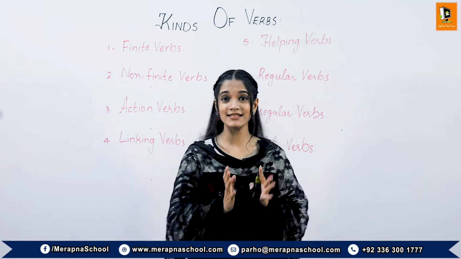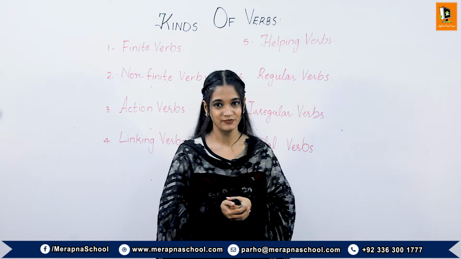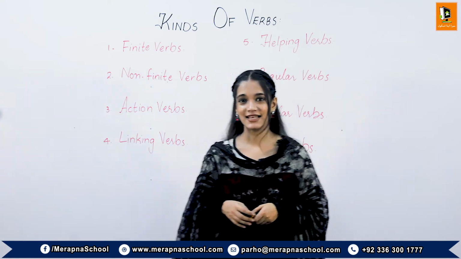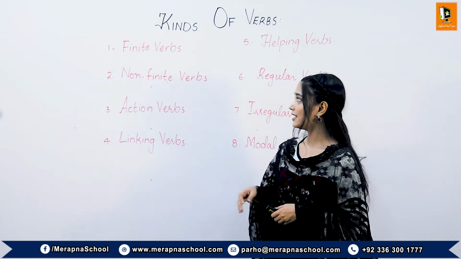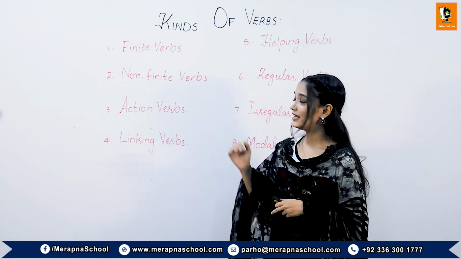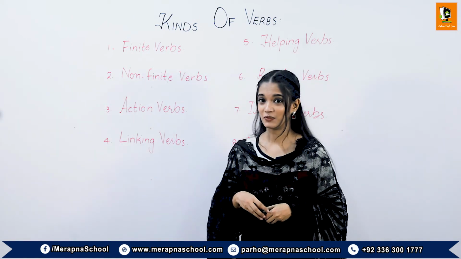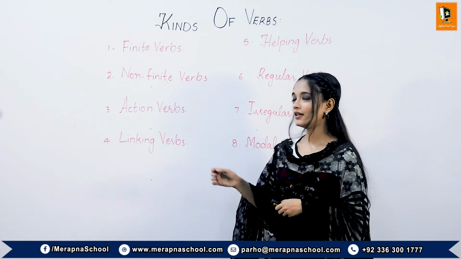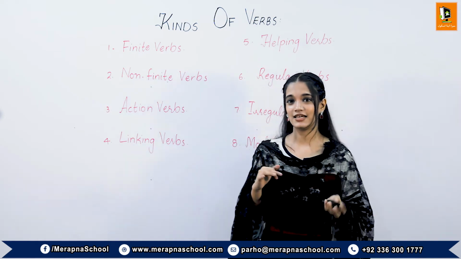Okay students, so in this session we have talked about the kinds of verbs and a little detail about all of them. We have talked about the finite verbs, which are the main verbs and show the tenses. The non-finite verbs, which do not show the tenses, and they do not stand alone, and the finite verbs are added before them to make the sentence complete. Action verbs show the action. The action can be physical or mental. Linking verbs link two words or two parts of a sentence together.